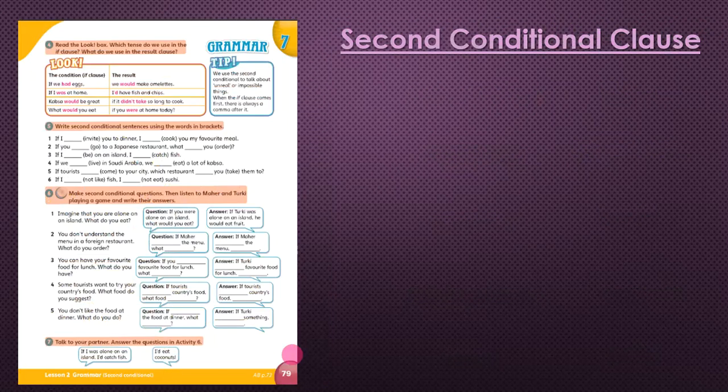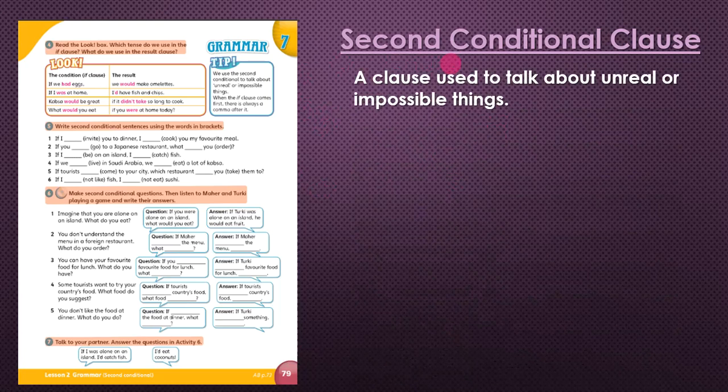The next lesson was the grammar lesson, which was lesson 2. The title for this lesson was Second Conditional Clause. What is a second conditional clause? It's a clause that is used to talk about unreal or impossible things. So we're talking about things that are not real or impossible to happen.